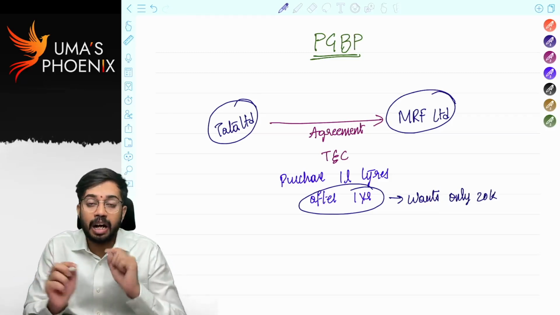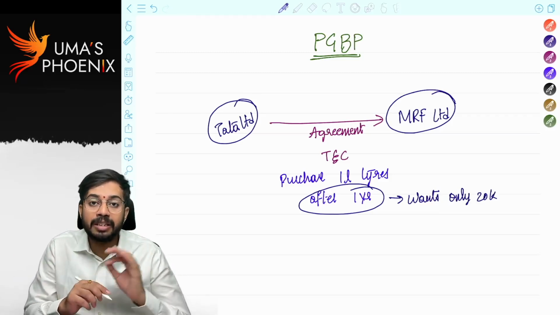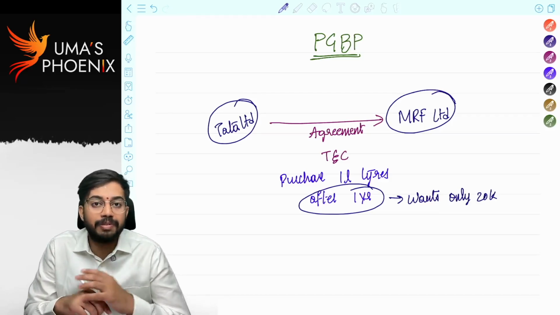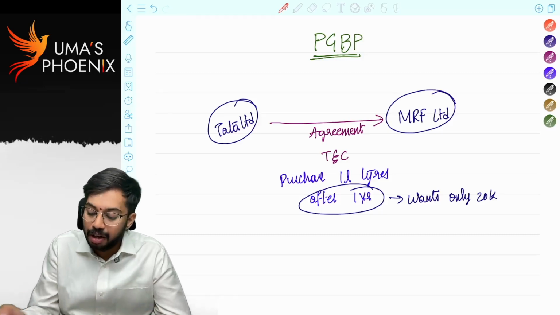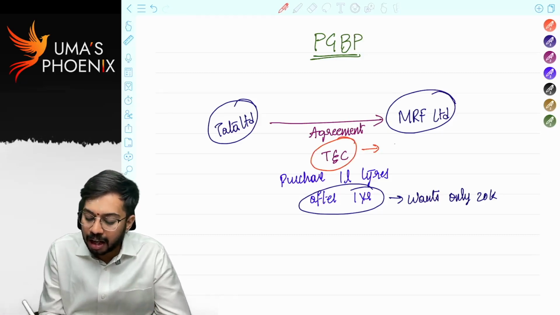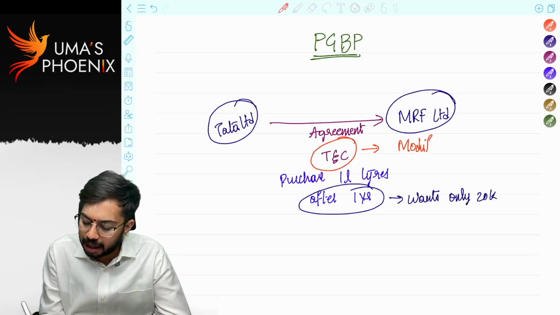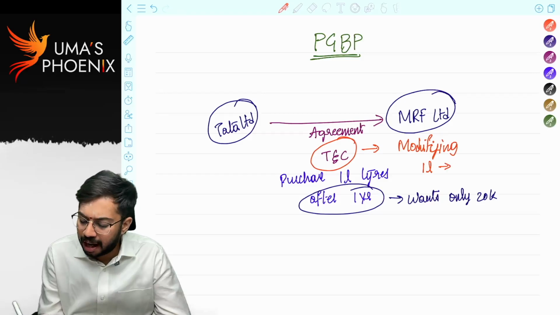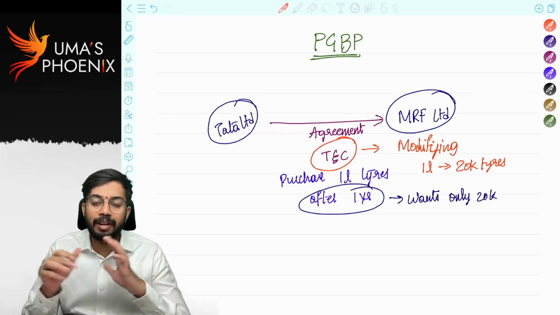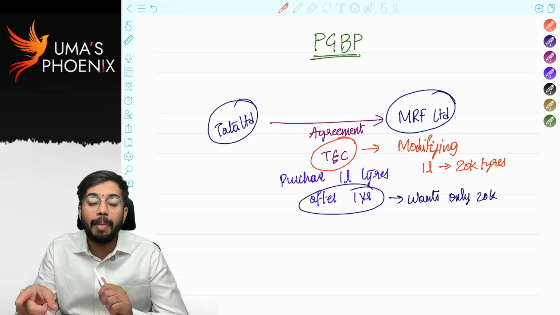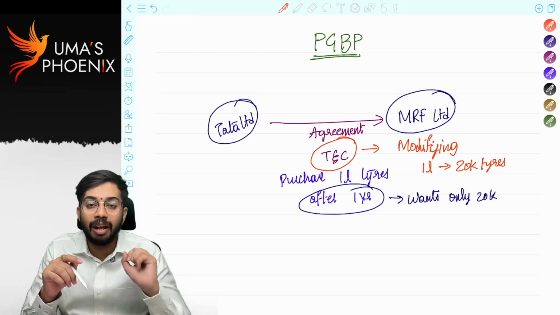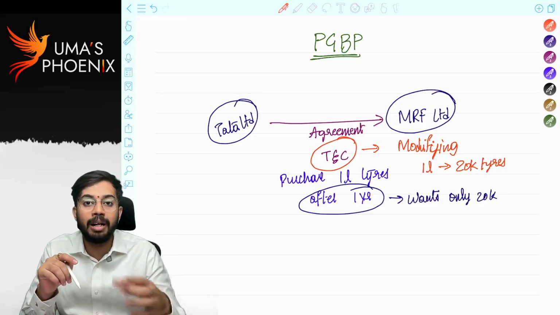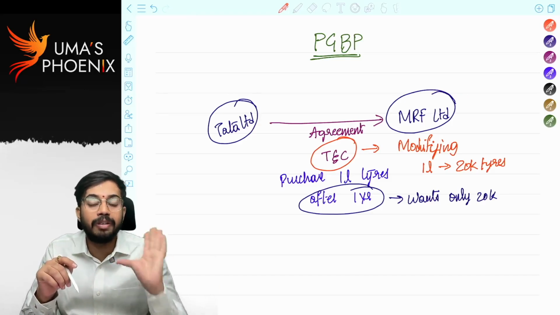As per the terms and conditions, Tata Limited is required to purchase 1 lakh tires. But is Tata Limited willing to purchase 1 lakh tires? No. Now what is Tata Limited doing? Tata Limited is modifying the terms and conditions and reducing from 1 lakh tires to 20,000 tires. Whenever Tata Limited modifies the contract, immediately MRF Limited will go to the court. Sir, Tata Limited agreed with me to purchase 1 lakh tires, but now it is modifying the agreement and asking us to sell only 20,000 tires.